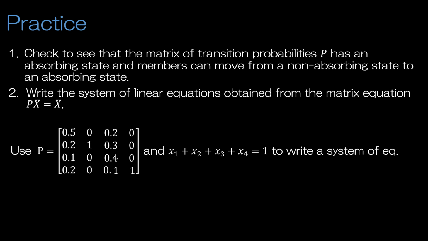All right, step 1, check to see that the matrix of transition probabilities has an absorbing state and members can move from a non-absorbing state to an absorbing state. So again, that means I'm looking across that diagonal and I see that I've got an absorbing state here from B to B and one here from D to D.